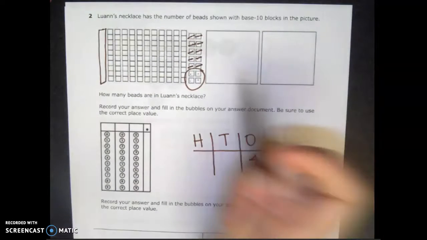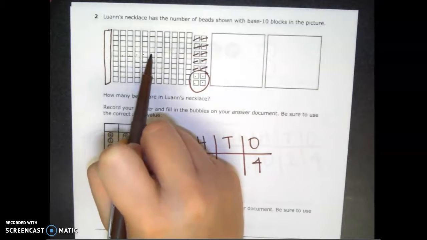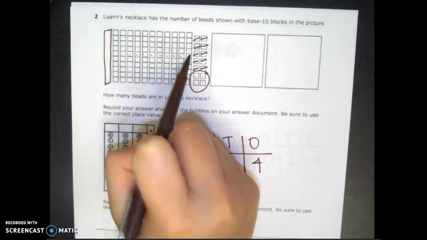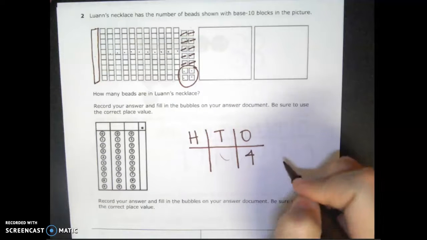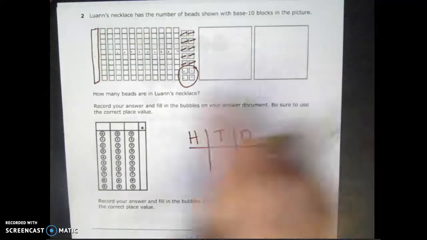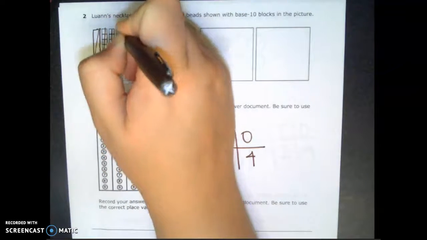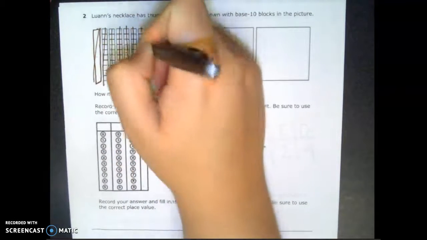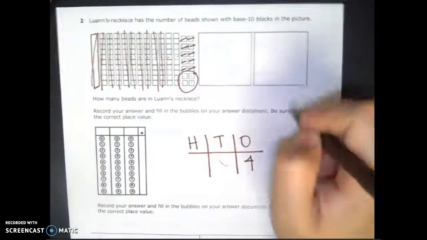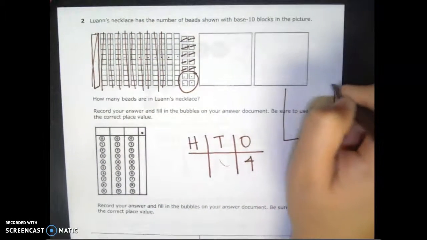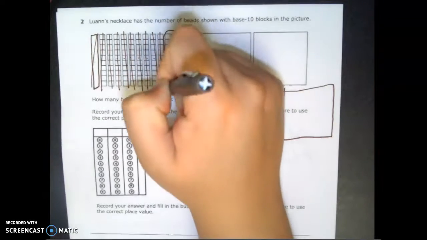Now I'm going to count my tens. 1, 2, 3, 4, 5, 6, 7, 8, 9, 10, 11, 12. I'm not going to put 12 tens in here, so I'm going to regroup my tens and make it 100. 1, 2, 3, 4, 5, 6, 7, 8, 9, 10. And I'm going to make another 100. And I have 1, 2 left.